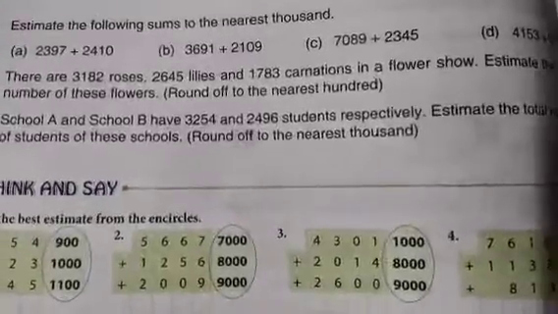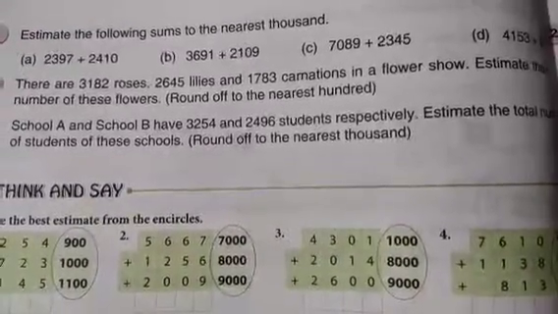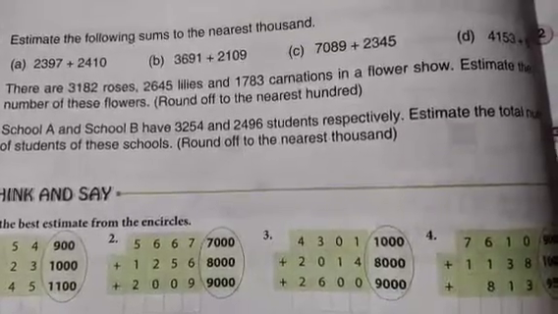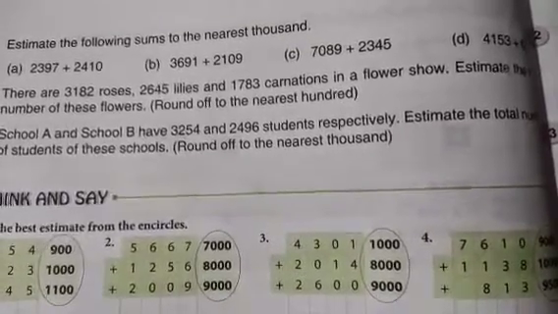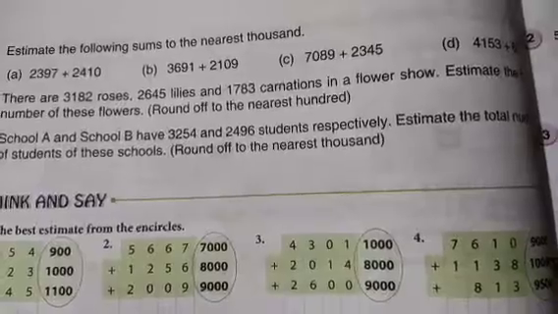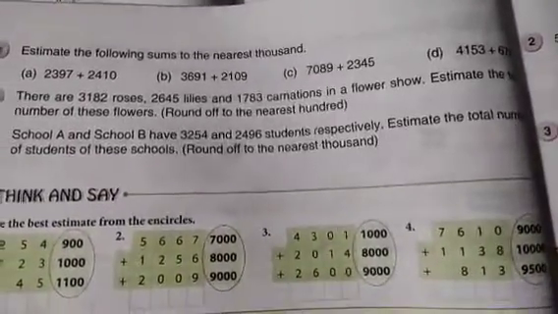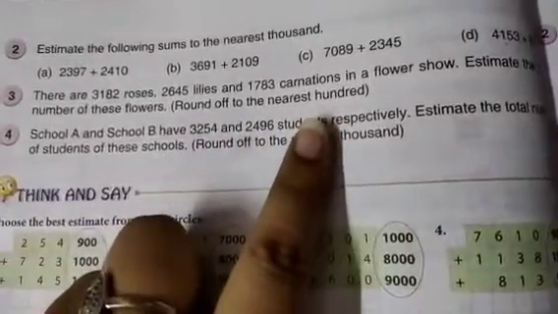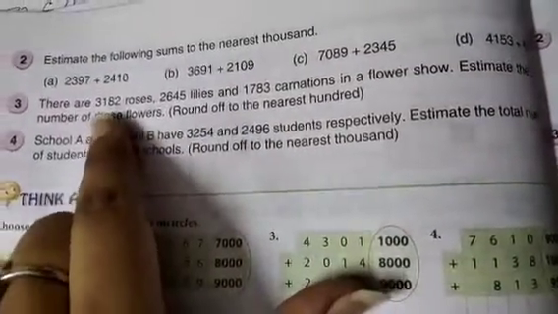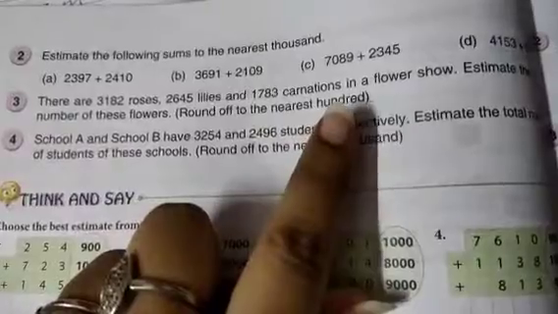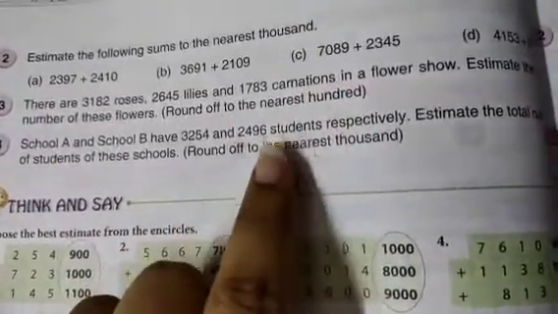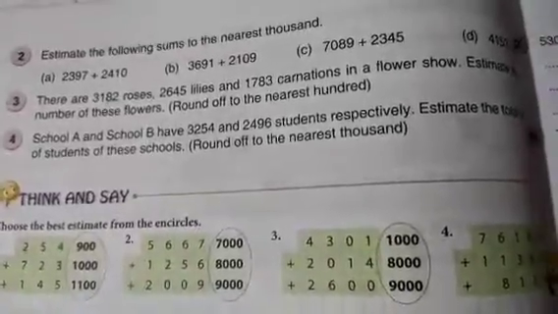There was a flower show, so there were 3,182 roses, 2,645 lilies, and 1,783 carnations. So estimate the total number of these flowers. Round off to the nearest hundreds. That means you have to round off all the numbers to the nearest hundreds and then you have to add them and then you will get the answer. See how I have done it.